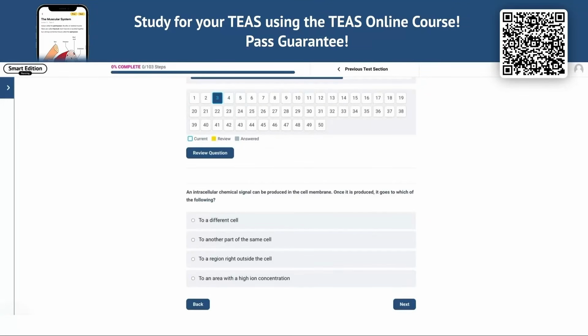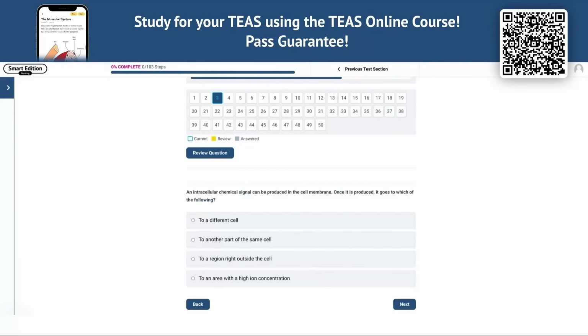The correct answer to this is B, to another part of the same cell. So, an intracellular chemical signal is a signal which is produced inside of a cell. That's what the intra part means. And what it does is it communicates information within that same cell.